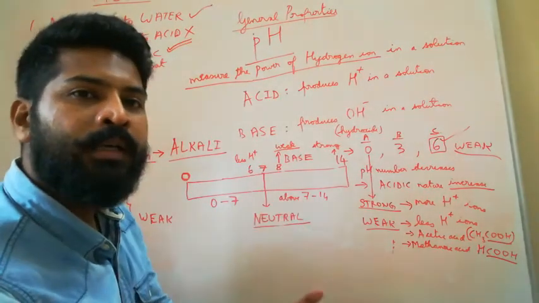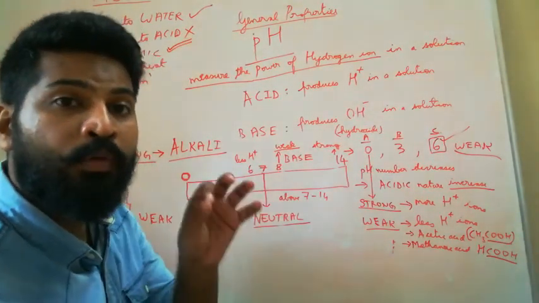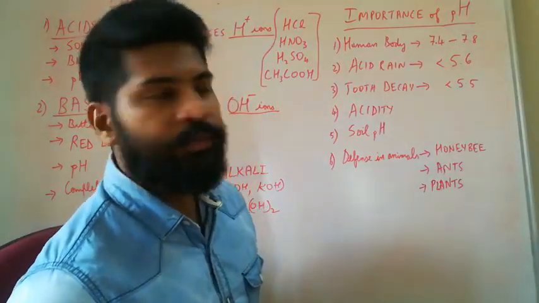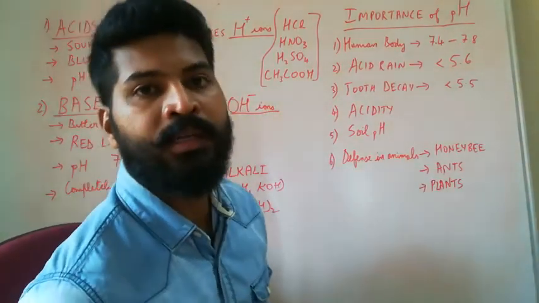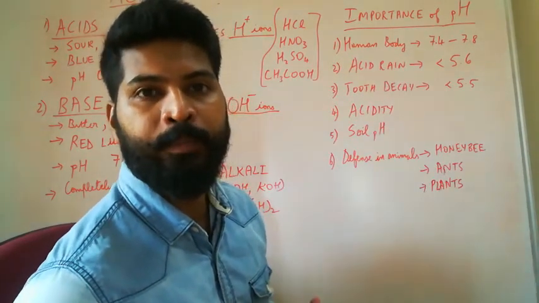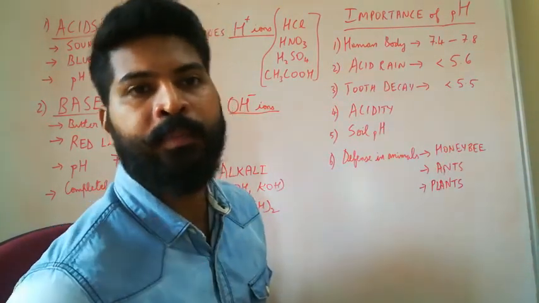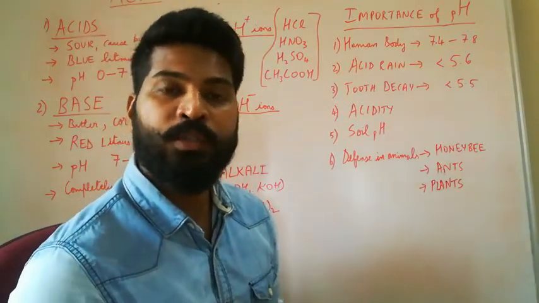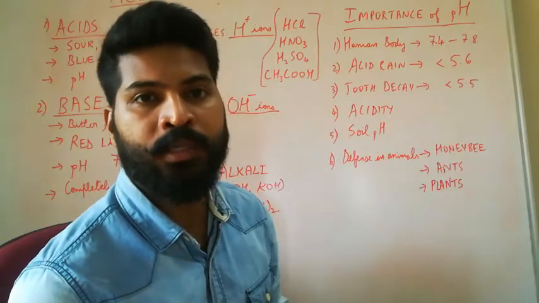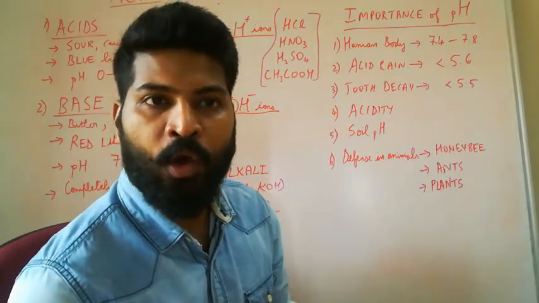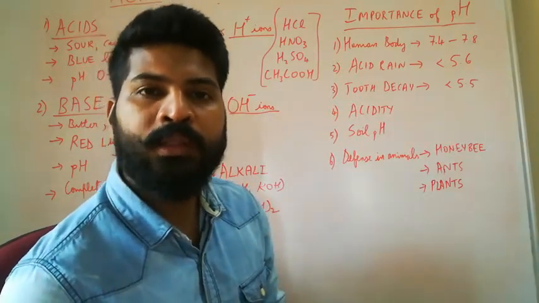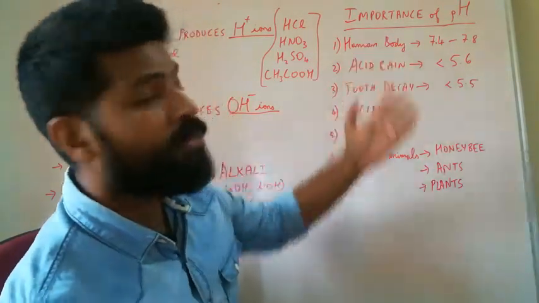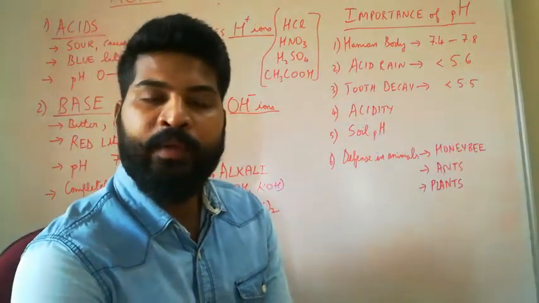Let us discuss the importance of pH in our everyday life. pH from 0 to 7 is acid, above 7 is a base. The pH 7 represents a neutral solution. For example, sugar solution, salt solution, glucose, alcohol, oil, all these are examples of neutral substances. pH plays a very important role in our everyday life.